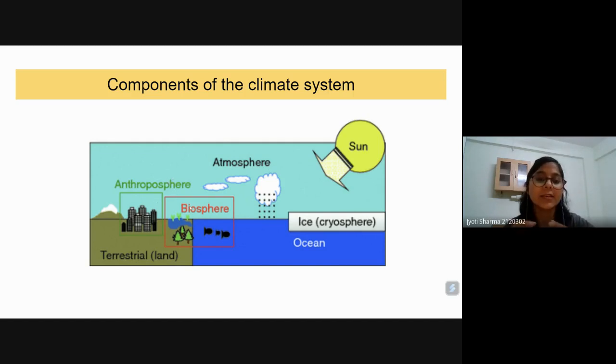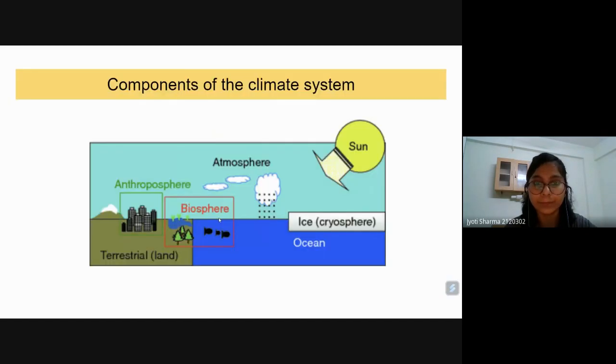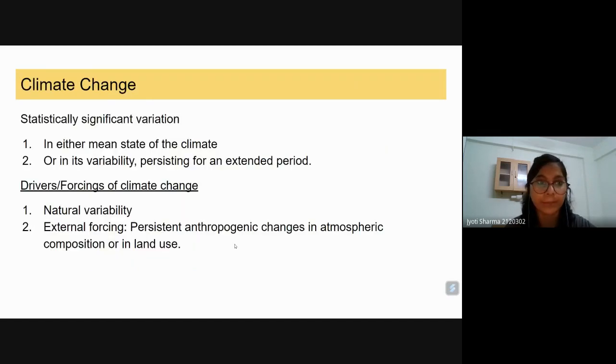And because we already talked about this, a broad composite of average conditions, if this average condition is getting changed, then we can say that the climate is changing. Whenever changes happen in the average climate, that will lead to changes in the components of the climate system as a response. So let's see, what is climate change?